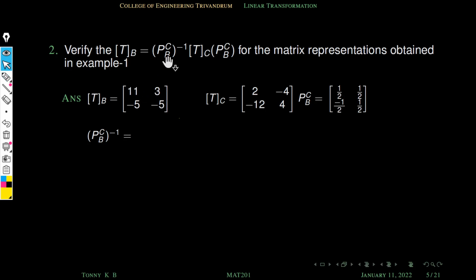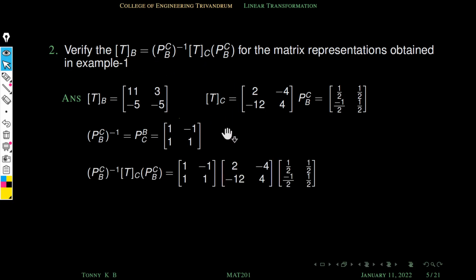Okay. To verify this result, we have to find the inverse of this 2 by 2 matrix. It is easy to find the inverse of any 2 by 2 matrix. So that is P_BC inverse. We know that is actually P_CB. Either you can find P_CB or you can find the inverse of this matrix. Both are the same. Anyway, it is 1, 1, minus 1, 1. Then next we have to consider this product and check whether they are the same or not.